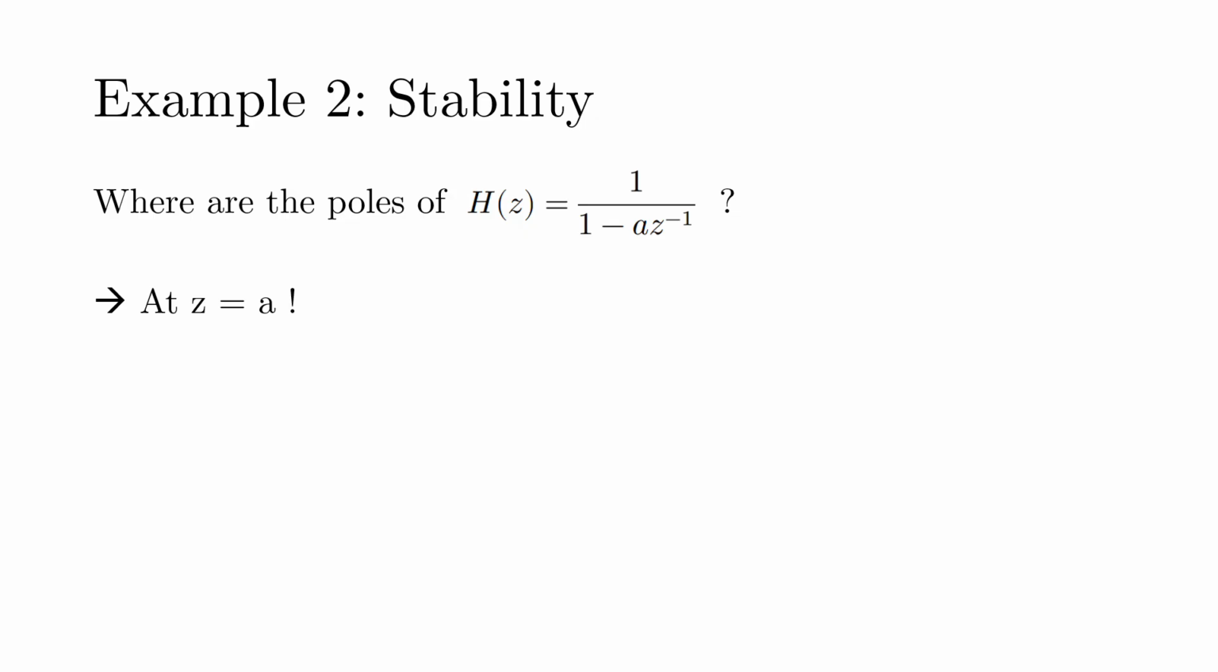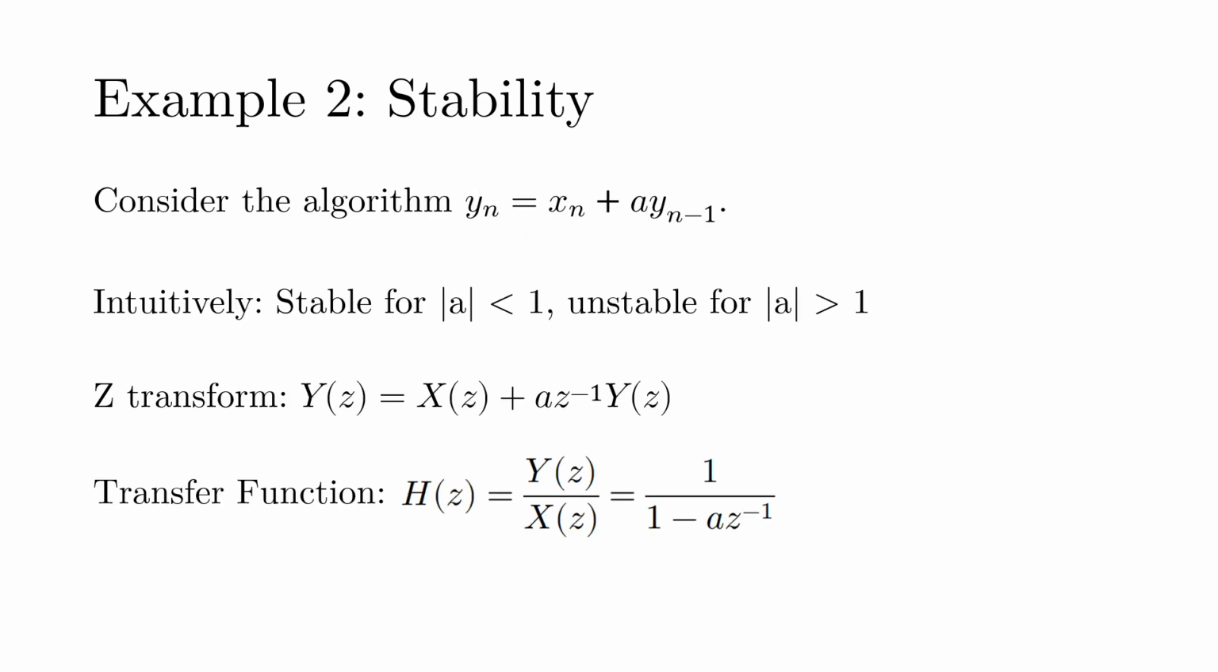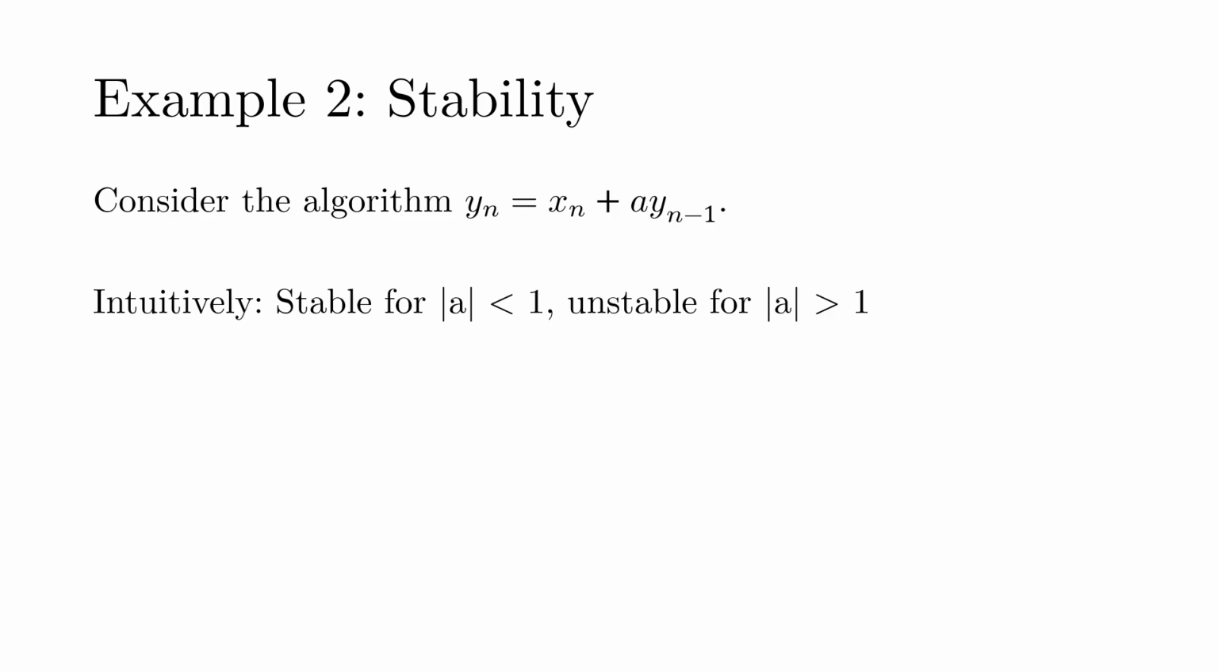And now that tells us something about the stability. So if this pole is located within the complex unit circle, that means the magnitude of a is less than 1, then the whole thing is stable. If it's outside the complex unit circle, then the whole thing is unstable, and this is when the magnitude of a is larger than 1, which is exactly what we expected from our intuition before.